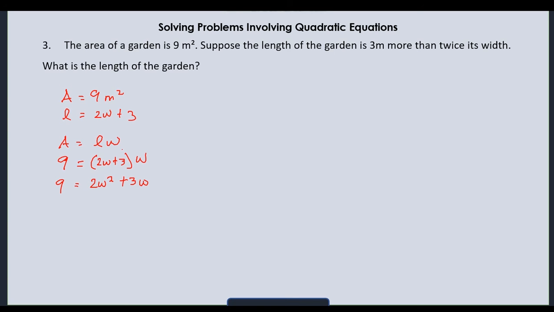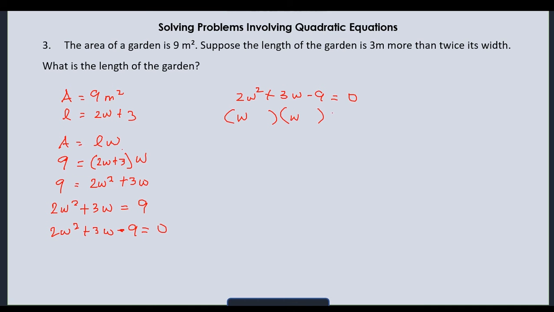So I can have 2W squared plus 3W equals 9. And transform it to standard form, that's going to be 2W squared plus 3W minus 9 equals 0. Now let's go with factoring this, the standard form. So I'll just copy that one again. 2W squared plus 3W minus 9 equals 0. And by factoring, of course, just write W here.